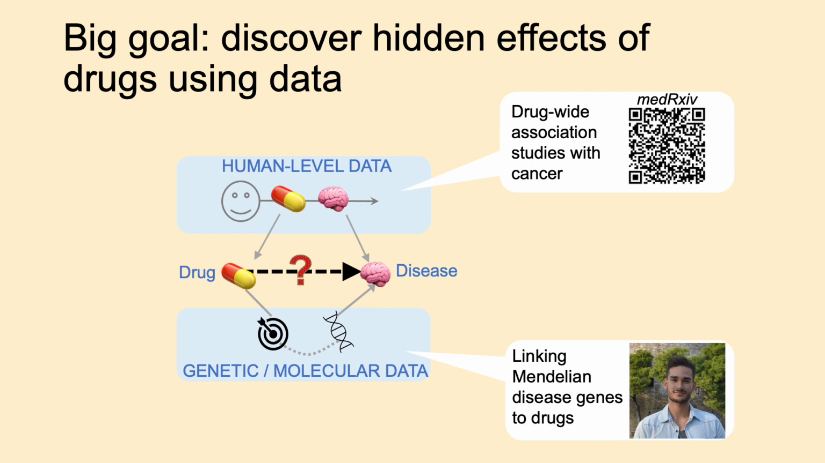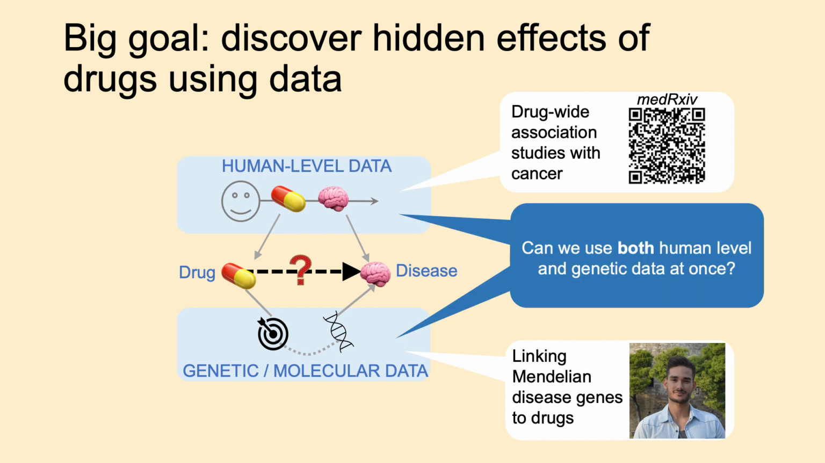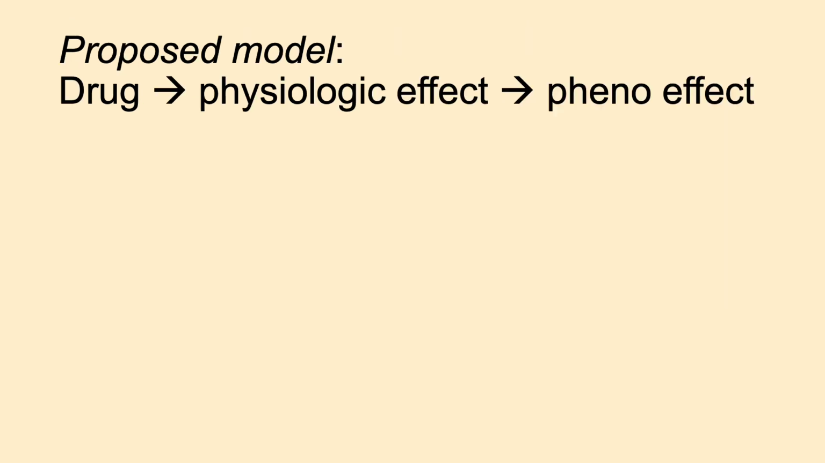But in this project, we wanted to see, can we integrate both of these levels, both human level and genetic data, in one model to learn about new drug effects and to uncover the biology that explains drug effects on phenotypes. So here we propose that drug effects should be predictable based on some connection between the physiological effects of drugs, meaning the genes and pathways altered by the drugs, and the gene networks involved in the phenotype.